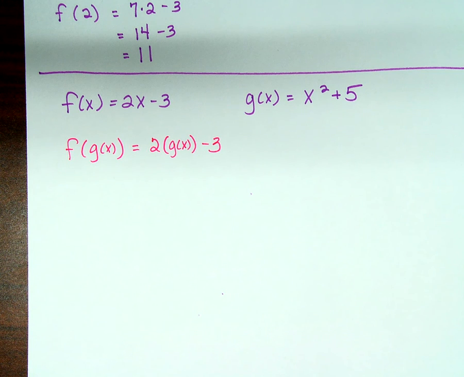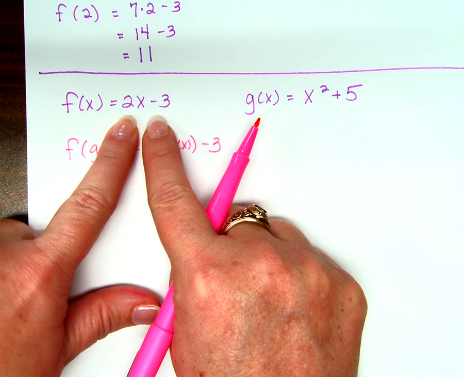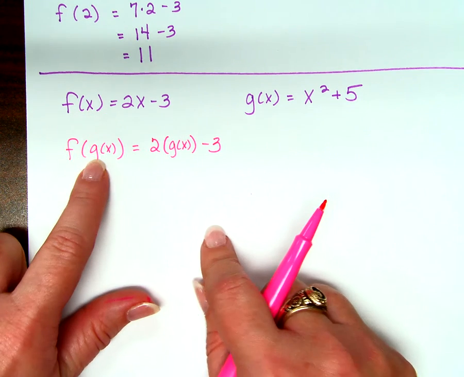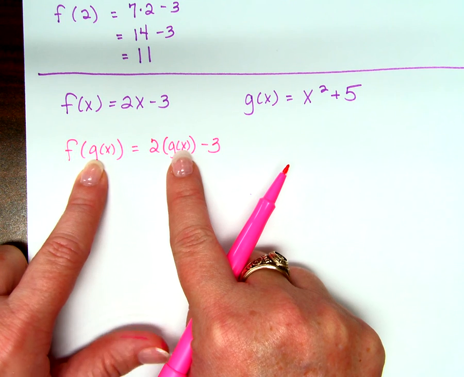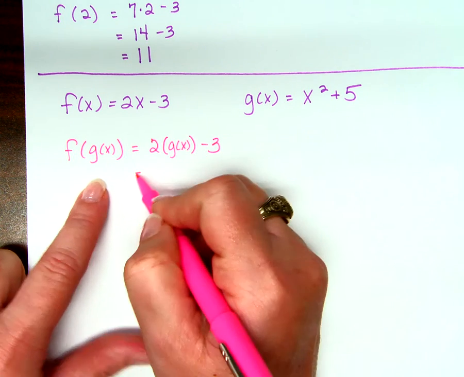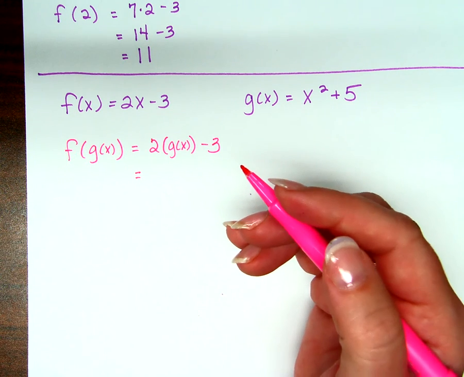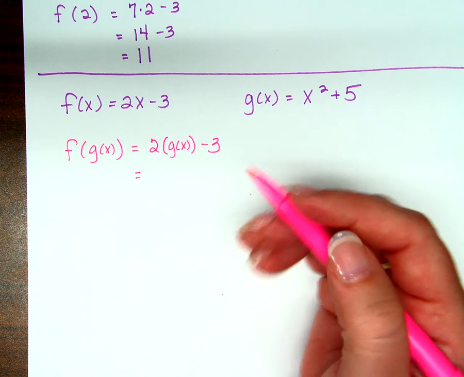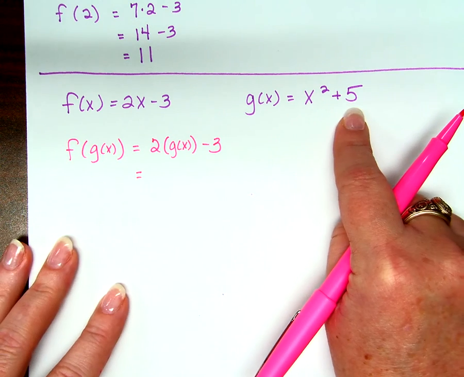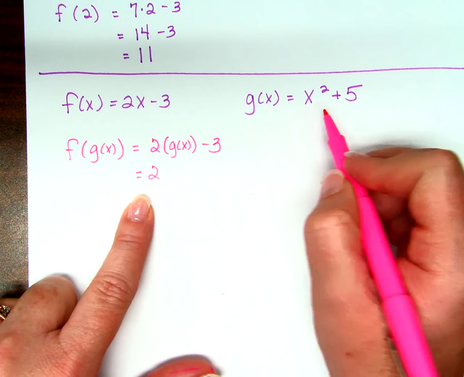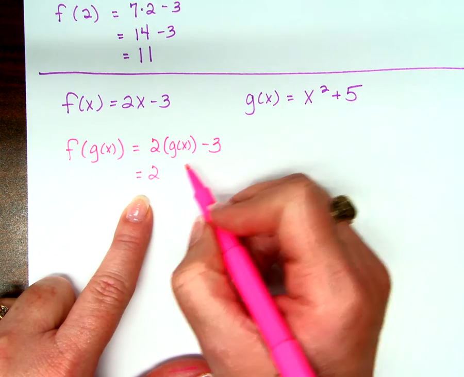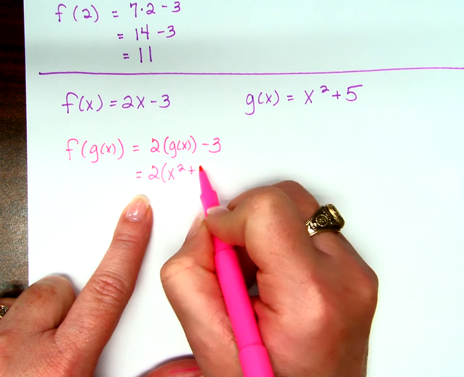Everybody okay with that? I started writing the function of f, but instead of writing an x, I wrote a g of x. Everybody's with me, right? Except, like he was saying, don't I know g of x? It's x squared plus 5. So now, instead of writing the actual g of x, I'm going to write what I know g of x means. X squared plus 5.